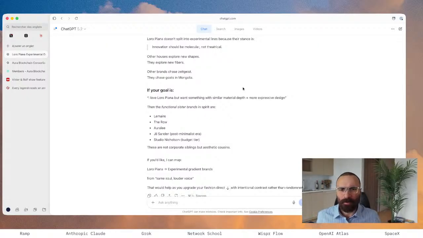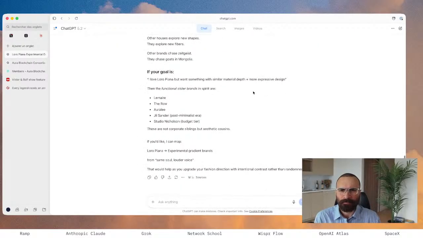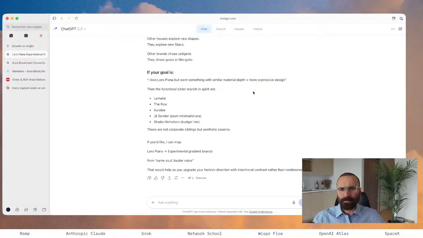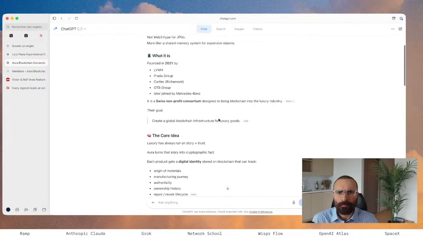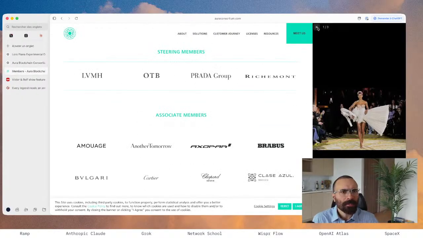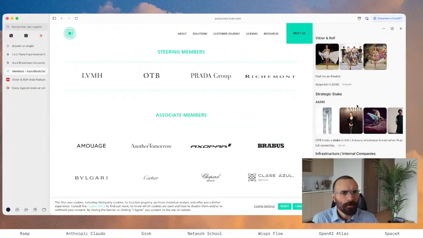If your goal is, I love Loro Piana, but I want something with similar material depth plus more expressive design, sister brands in spirit are Lemaire, The Row, Auralee, Jil Sander post-minimalist era, Studio Nicholson, budget tier. Really cool. Studio Nicholson. Alright, let's see. Aura blockchain. OTB, Viktor & Rolf. And then they had Amiri.